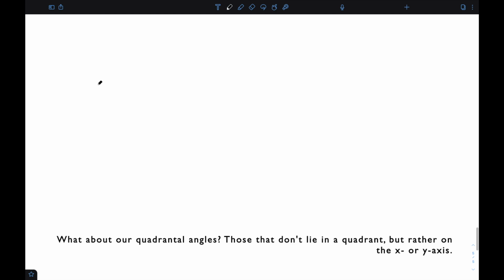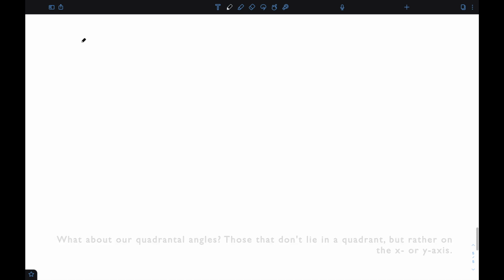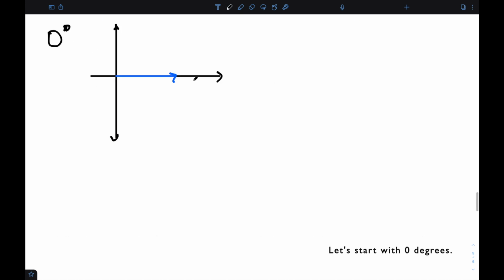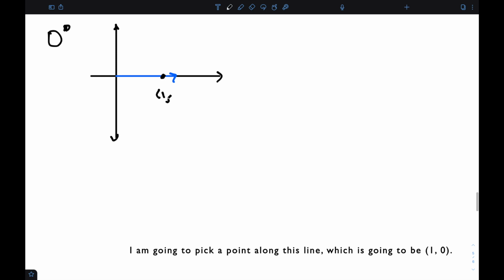What about our quadrantal angles, the ones that don't lie in a quadrant, but rather on the x or the y-axis? Let's start with 0 degrees. I'm going to pick a point along this line, which is going to be (1, 0).